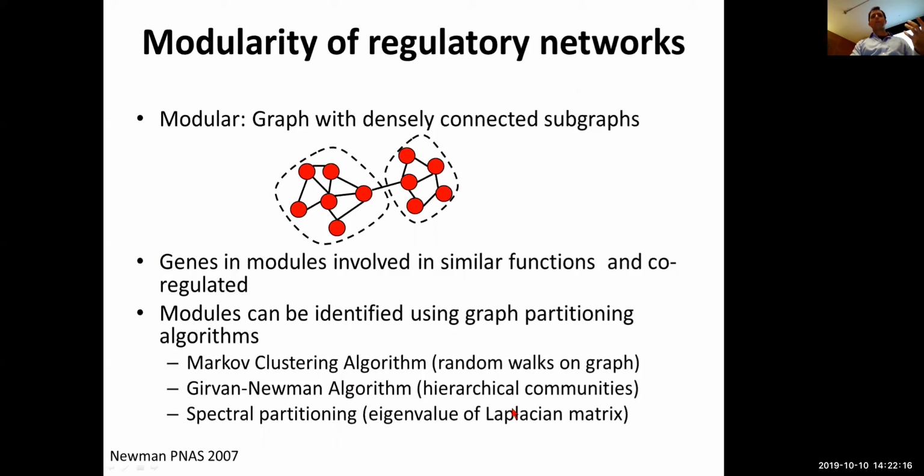The second one is building hierarchical communities, and one algorithm for that is Girvan-Newman. The third one is spectral partitioning, which is taking the eigenvalues of the Laplacian matrix. We're going to look at this one in a little more detail.